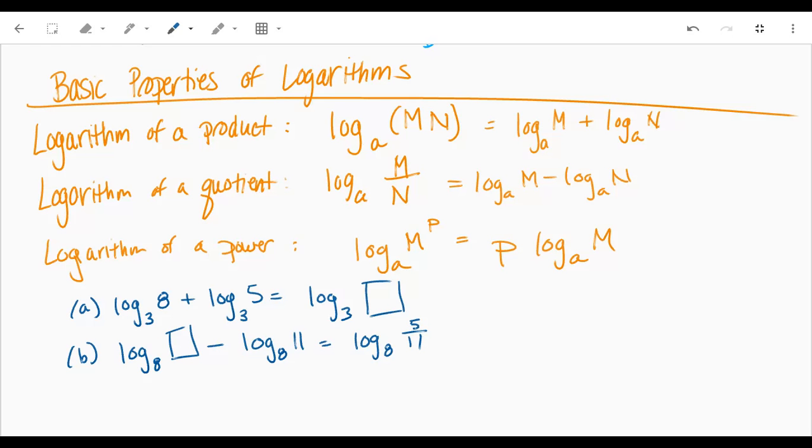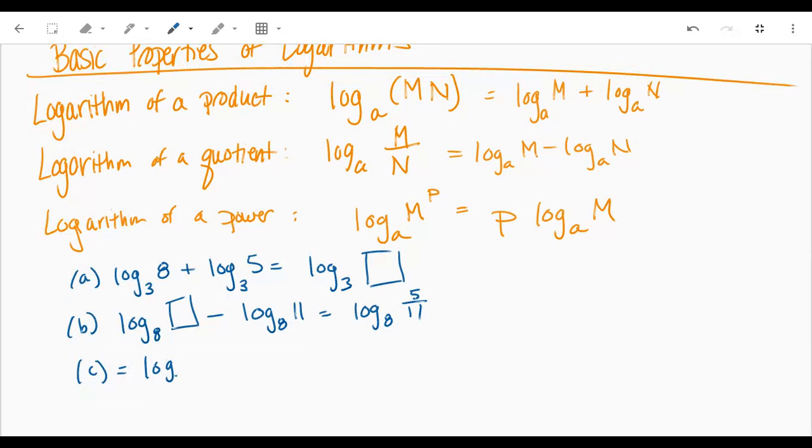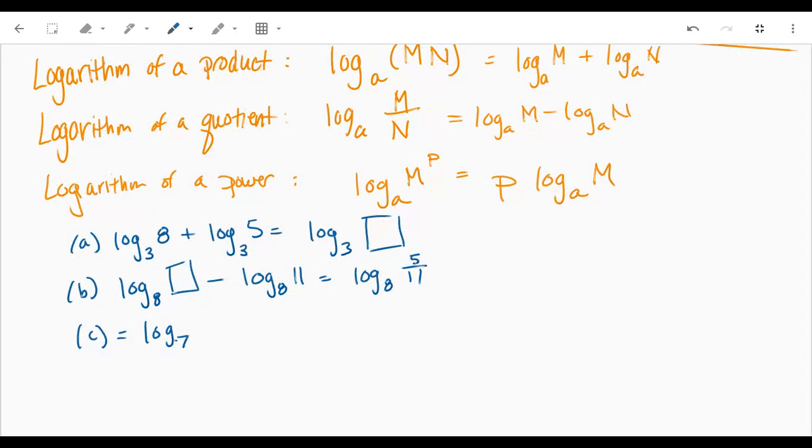And then the last one they give you, log base 7 of 9 is 2 log base 7 of what? I'm going to fix my 9 because I know everyone always complains that my 9s look like G's, and that one definitely looks like a G.